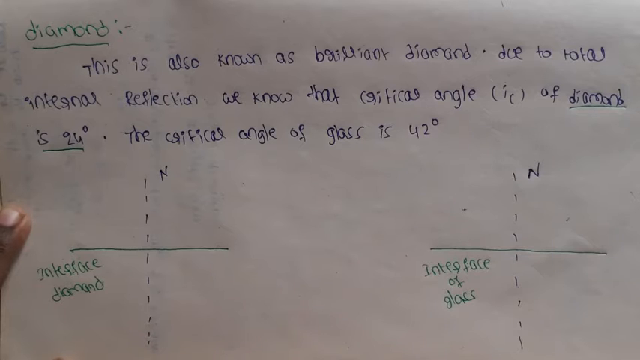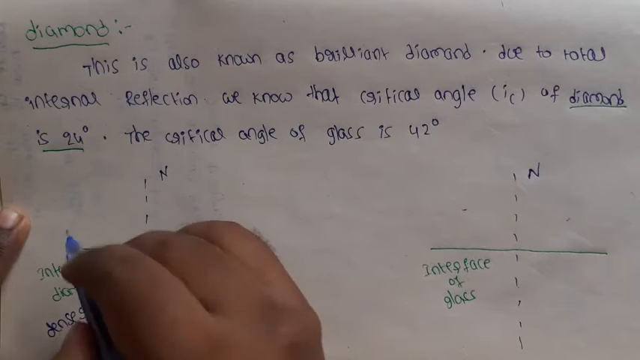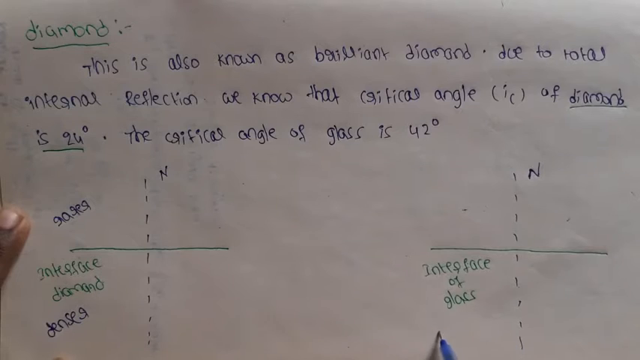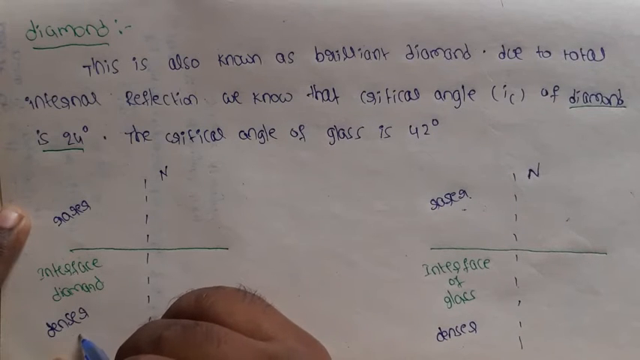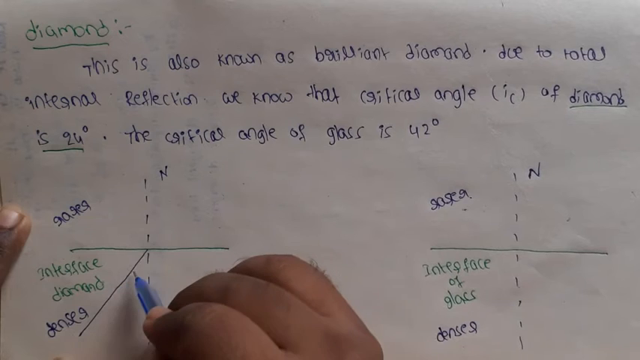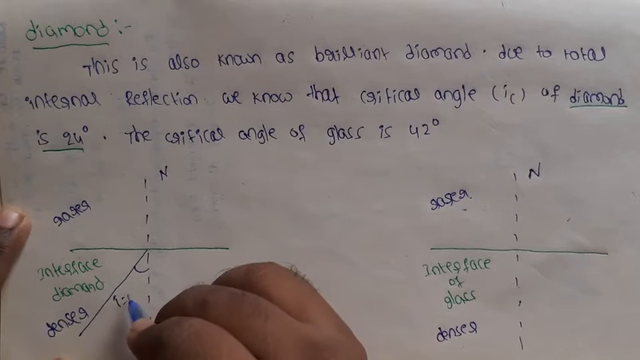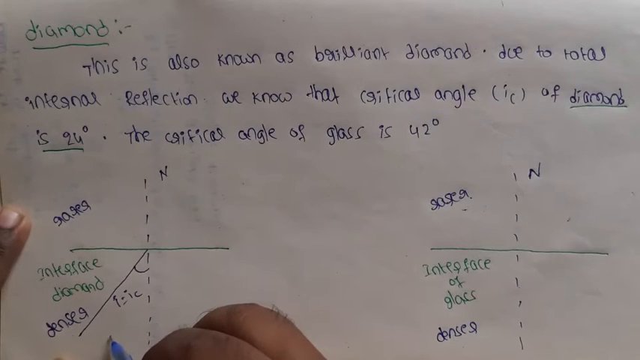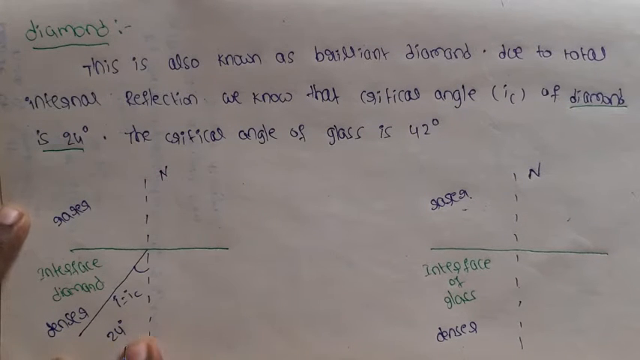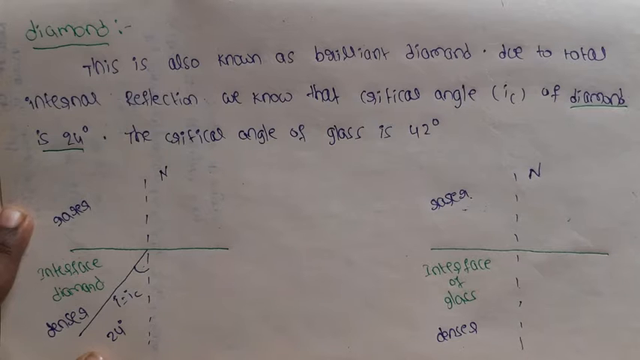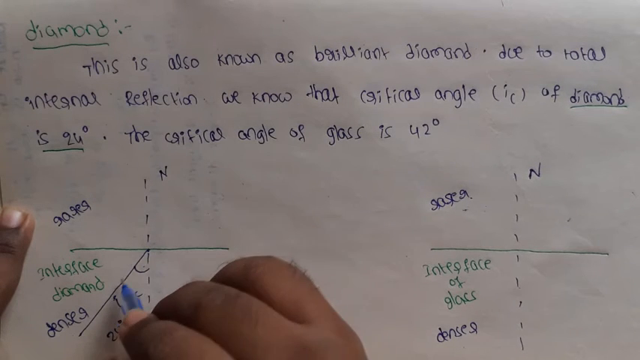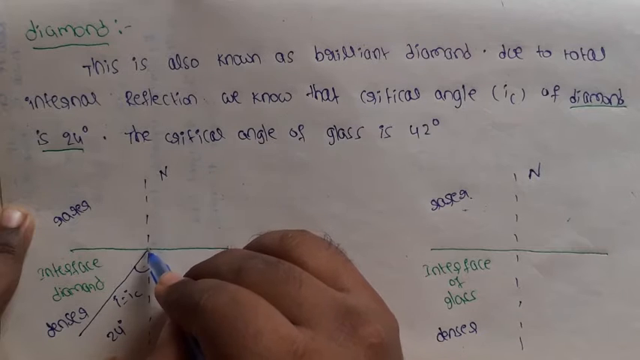So, what are the conditions of total internal reflection? Light always passes from denser medium to rarer medium. This is the denser medium, this is the rarer medium. This is the angle of incidence. It becomes the critical angle. Here the value is 24 degrees. Here the total angle is 90. When the angle of incidence is equal to the critical angle, then the light ray undergoes total internal reflection, passing through the same medium.